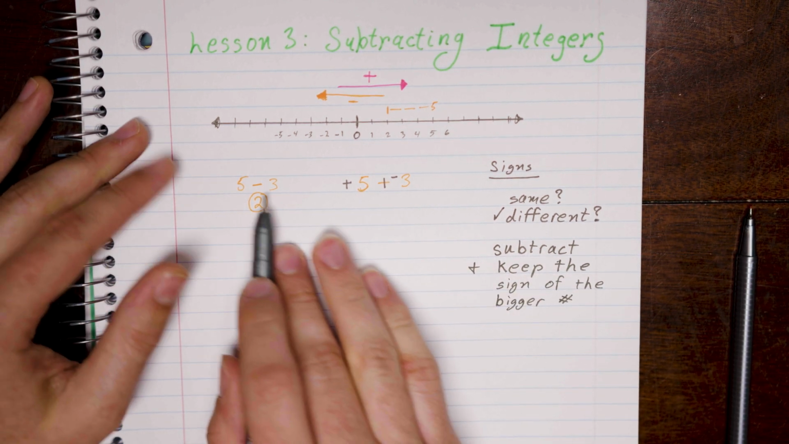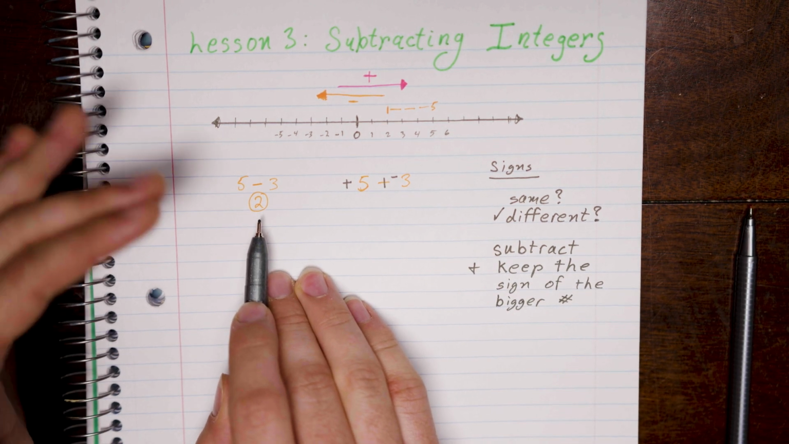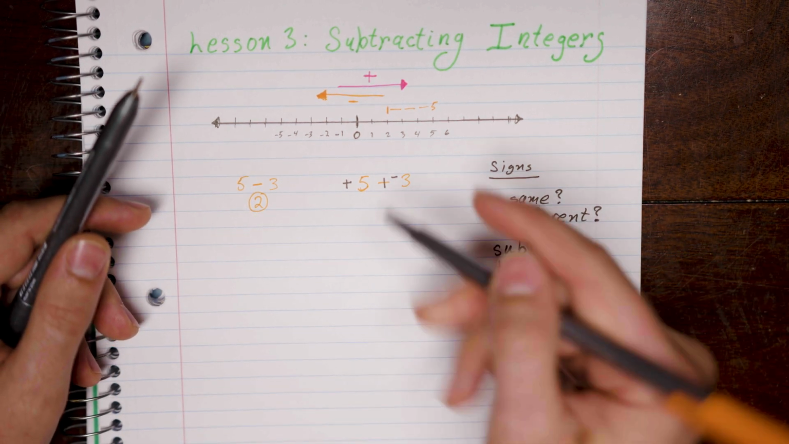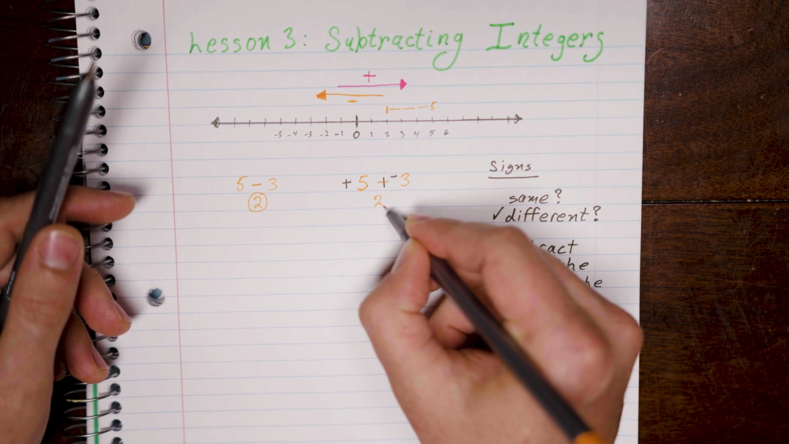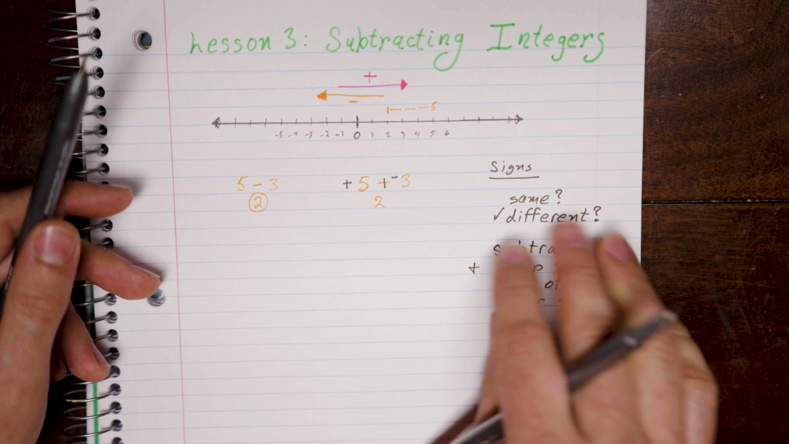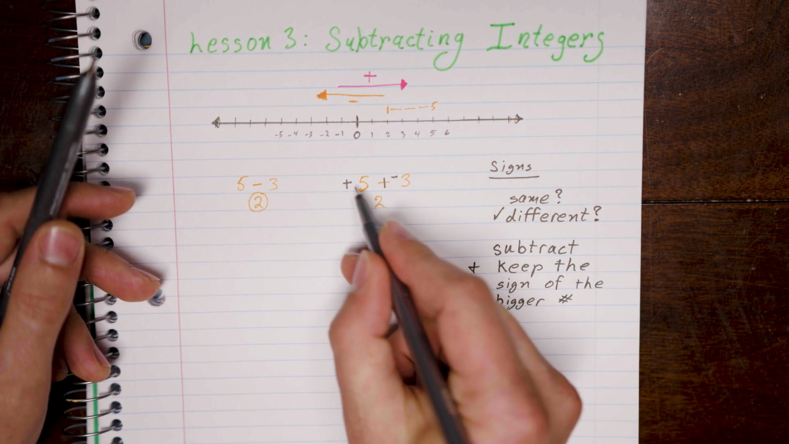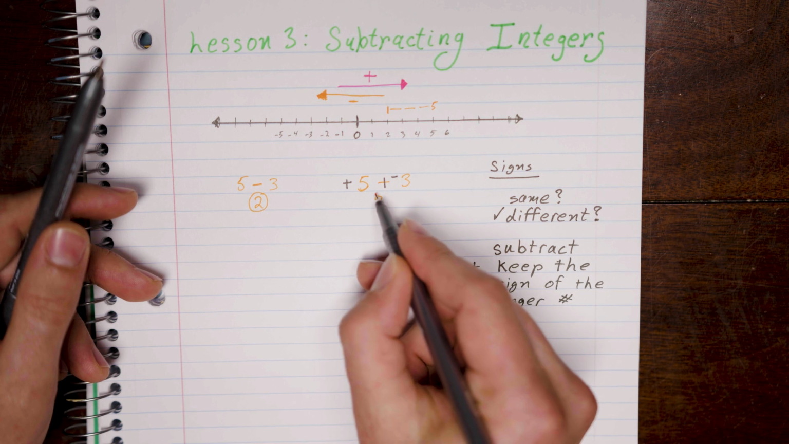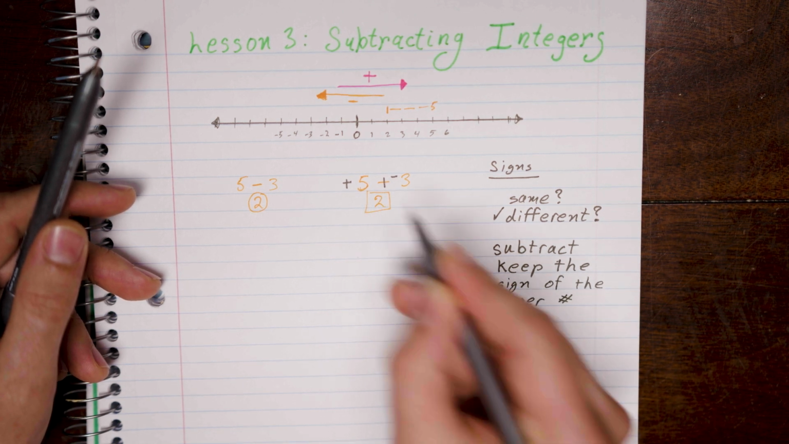Now, this is really straightforward, because 5 minus 3, we already know from a long time ago that the answer is 2. And it's positive 2 with this method of thinking, because 5 is bigger than 3 and it's positive. So that one's really, really obvious.